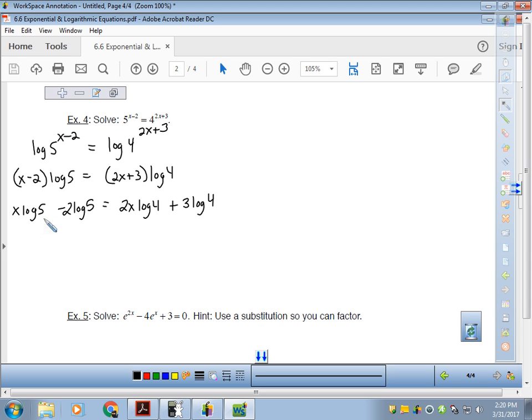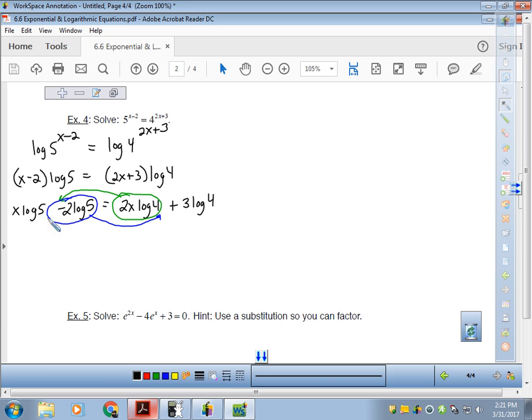Now, if you look at this equation, you look at how many x's you have. You have an x over here and you have an x over here. In order to solve equations, the x's have to be together. So this 2x log 4 is going to have to move over here with the x log 5. Similarly, this negative 2 log 5 that doesn't have an x needs to move over here to be with the other log that doesn't have an x.